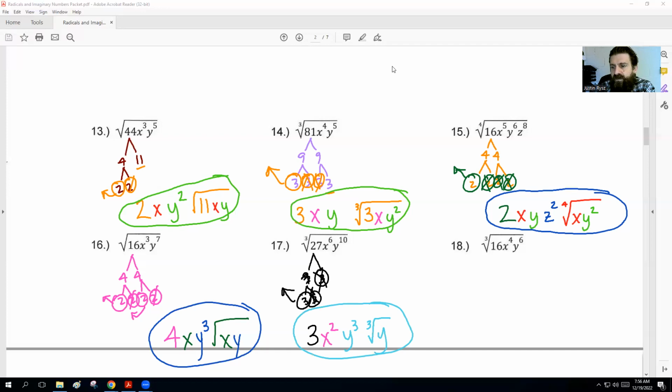All right, last problem here. We're taking the cube root of 16x to the 4th y to the 6th. 16 is 4 times 4. 2 times 2, 2 times 2. With a cube root, we need 3 of them. So that means we get to have 2 go outside and 1 stay in.